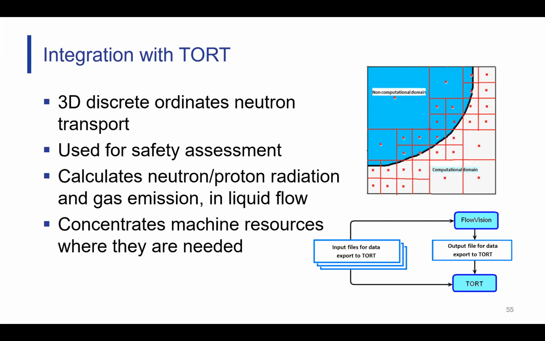These can come from particles on the system boundaries, so entering or leaving the fluid. This could come internally within the computational domain, or it can be generated as an interaction of materials present within the system. FlowVision can export and receive data directly, working linked with TORT. This significantly simplifies work with this code, and the code is really important for these applications.